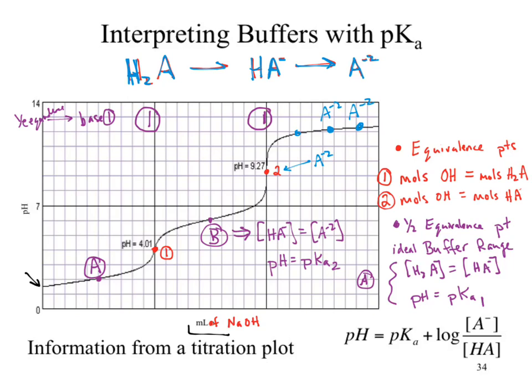Because that's what happened when we got to our, whoops, where did it go? At that point, the moles of OH minus equaled our moles of HA that were added, which is now officially all converted to A minus 2. That happened at that point.